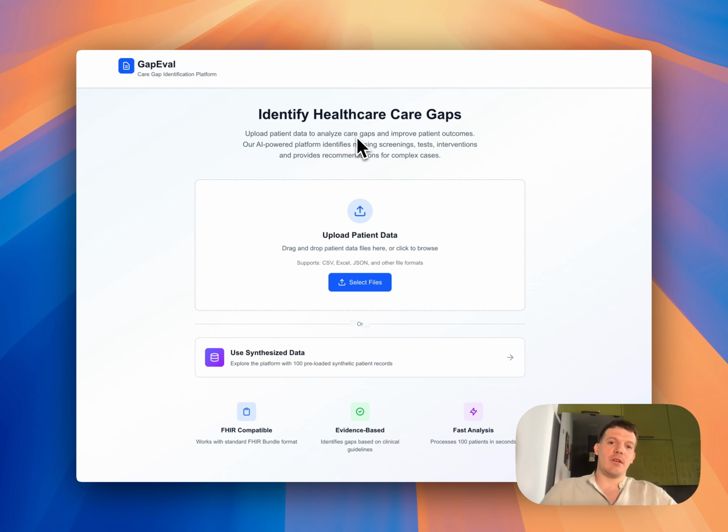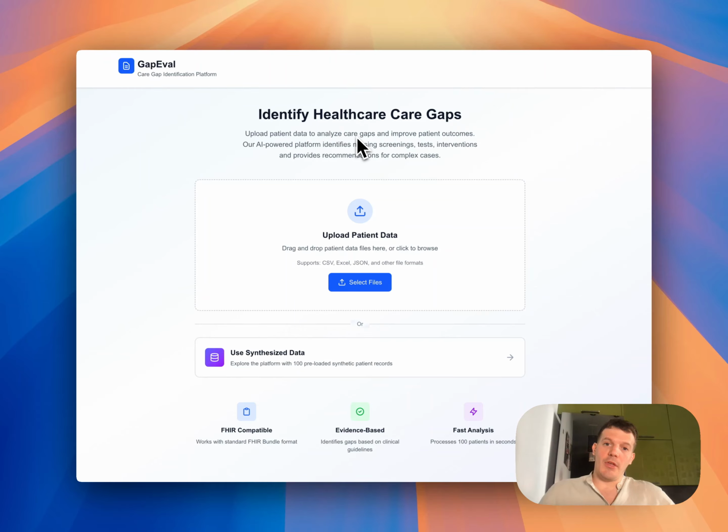The problem is that care gaps are expensive. Missed diabetes screenings, overdue cancer tests, chronic conditions that aren't being managed properly. Health systems lose serious money on these gaps, and patients with multiple conditions often get overlooked.